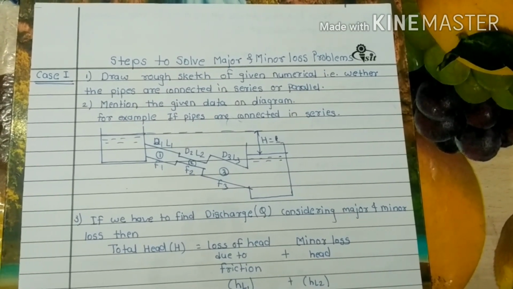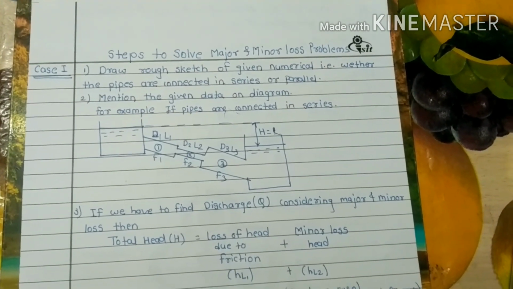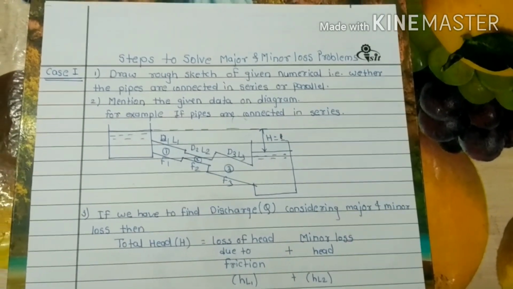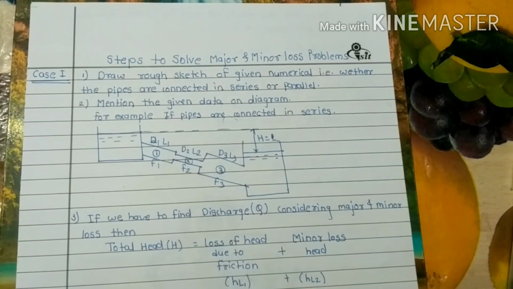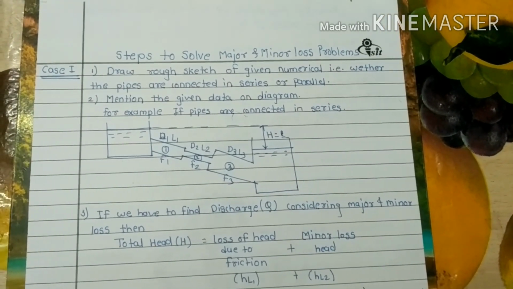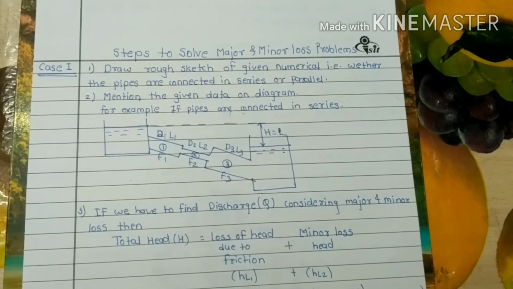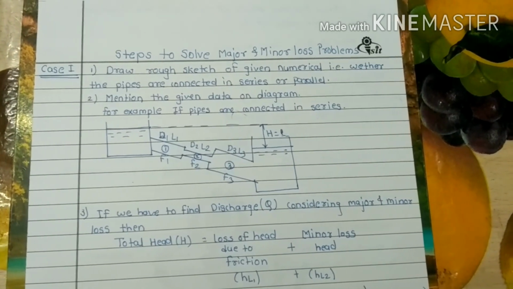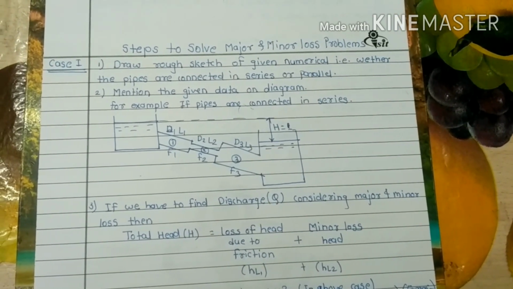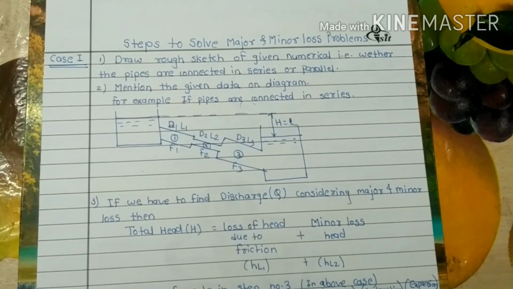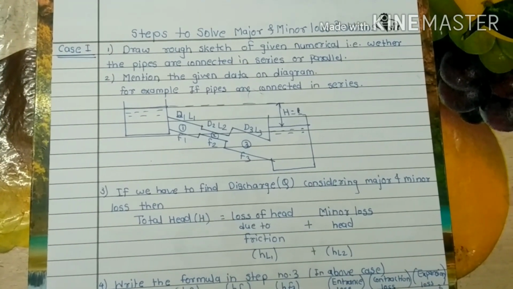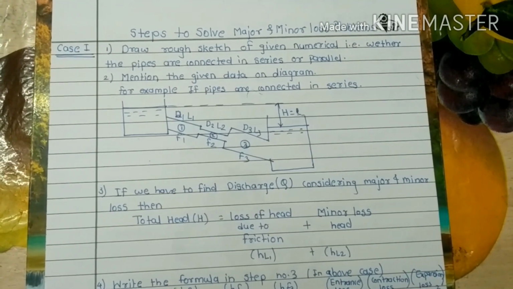Just write down the steps carefully. I will also share the scan document of this so that it will be easy for you. Now see, when the pipes are connected in series, normally the diagram is not given in the exam. So we have to draw the diagram from the given data. There are two cases for pipes in series. Case one is we have to find the discharge and the head is given, and the other case is the discharge is given and we have to find the head. So we will see case one first.